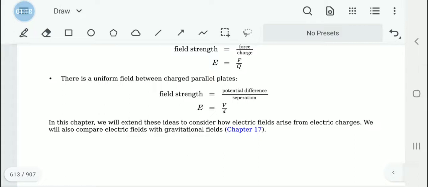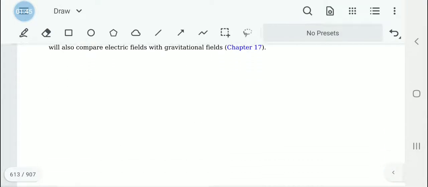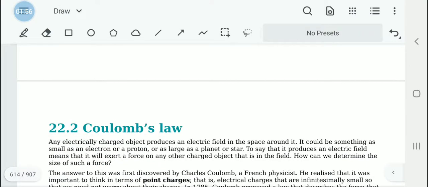Then we got another equation for that. Field strength is equal to potential difference divided by separation, E equals V upon d. And that negative sign scenario is also something that you need to understand. That is from the earlier chapter. Then we are going to understand here how electric fields arise from electric charges, right? And then we have to make comparisons where necessary, to understand better how electric fields are different or similar to gravitational fields.